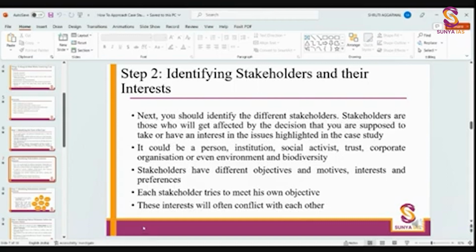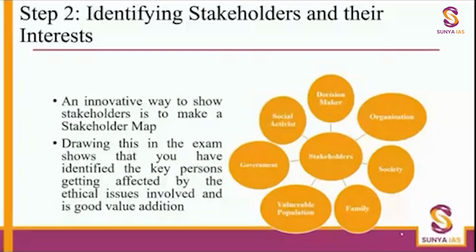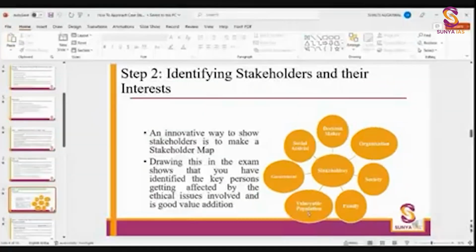Okay, now we move on to the next step. Another innovative way to show stakeholders is to make a stakeholder map. So this is an example that you can see. You can change this diagram with the specific names of the people who are involved, right? Now drawing this in the exam shows that you have identified key persons who are getting affected by the ethical issues involved, and it's a good value addition thing.